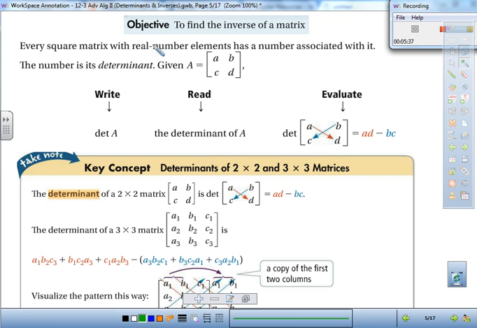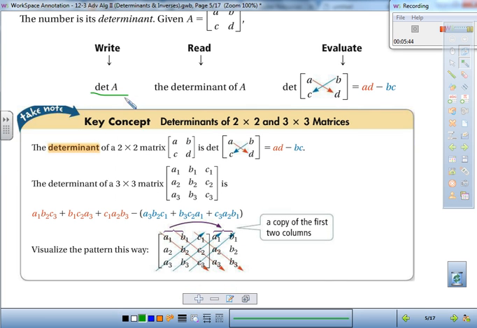This next piece deals with the determinant. So if we are going to write the determinant of whatever your matrix is, A, it looks like this. We read it, the determinant of A, and we evaluate it like I said before, the down diagonal and then that up diagonal. And we subtract those two. So if we have A, B, C, D, again, it's AD minus BC.